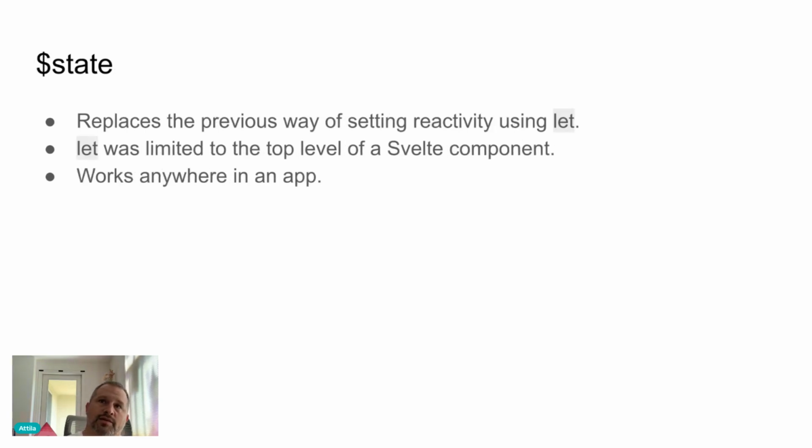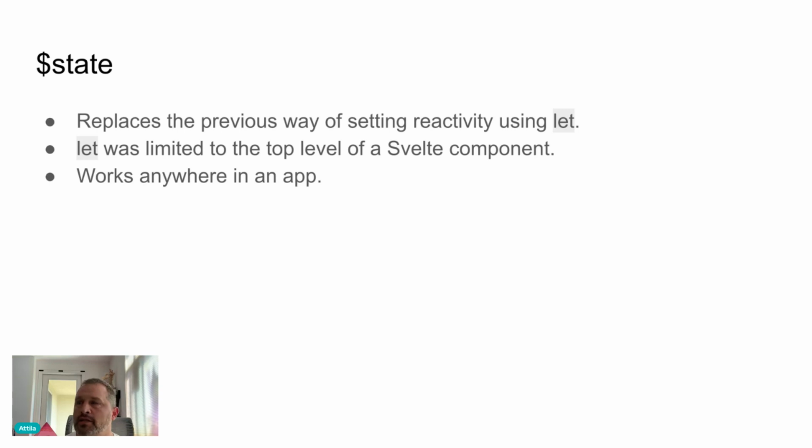What is state? State is basically replacing the previous way of defining reactive values in a Svelte component, which was just using let. So today, in Svelte 4 and earlier, you would say let and then essentially declare a variable at the top level of a Svelte component. And that's how you declared something that would be reactive. Instead of using let, you use $state, and I'll show a specific example.